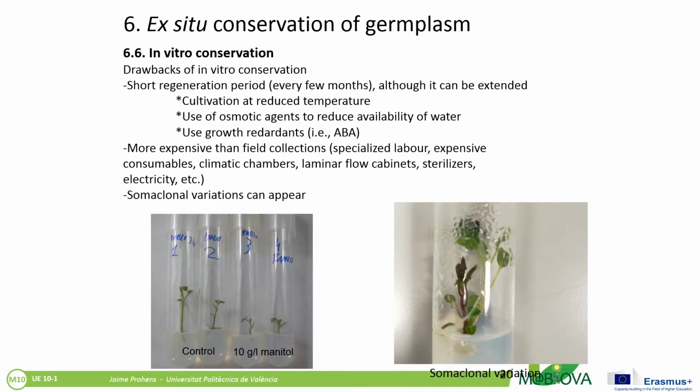However, in vitro conservation has several drawbacks. For example, it has a short regeneration period, every few months, although it can be extended by cultivation at reduced temperature, using osmotic agents to reduce availability of water, or using growth retardants like abscisic acid. In vitro conservation also is more expensive than field collections, as it requires specialized labor, expensive consumables, climatic chambers, laminar flow cabinets, sterilizers, electricity, etc. And also somaclonal variations resulting from mutations taking place in vitro can appear.